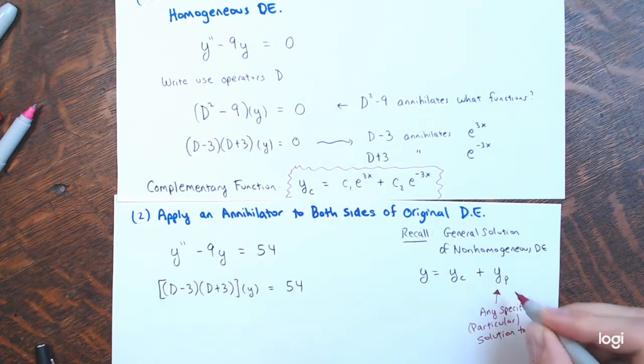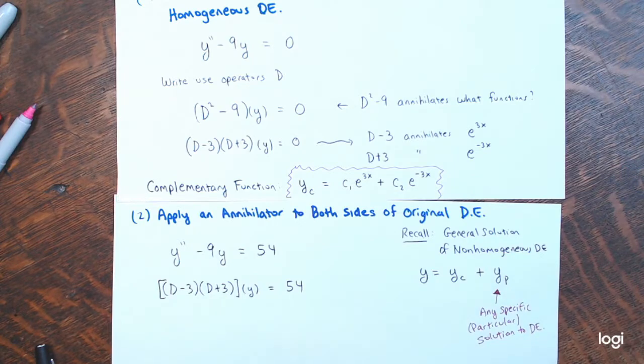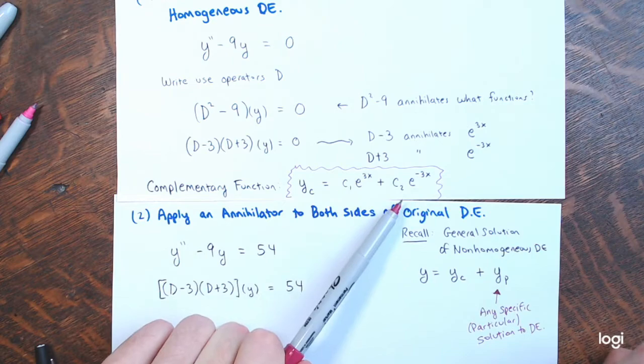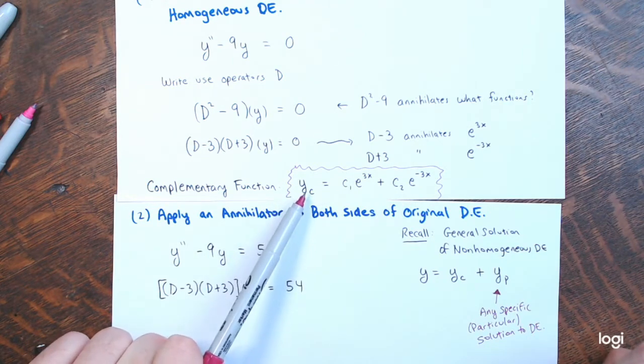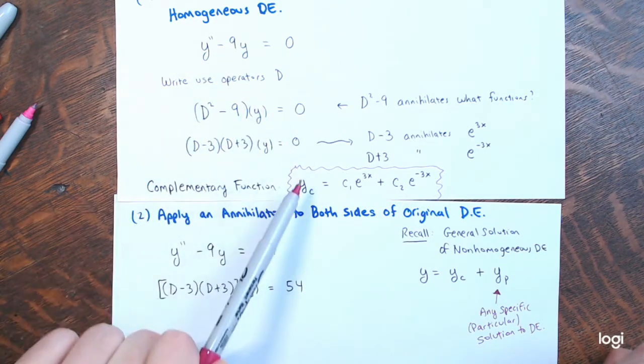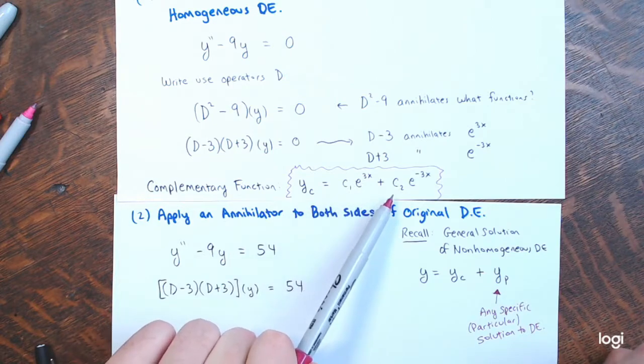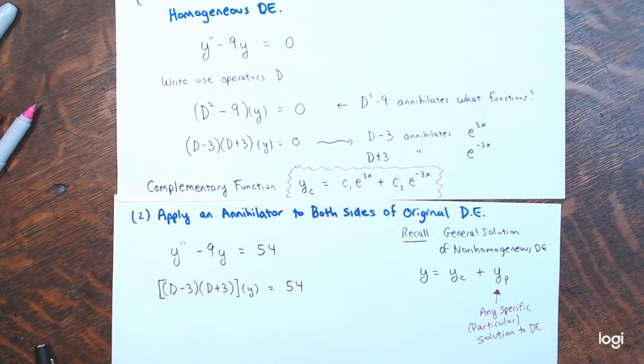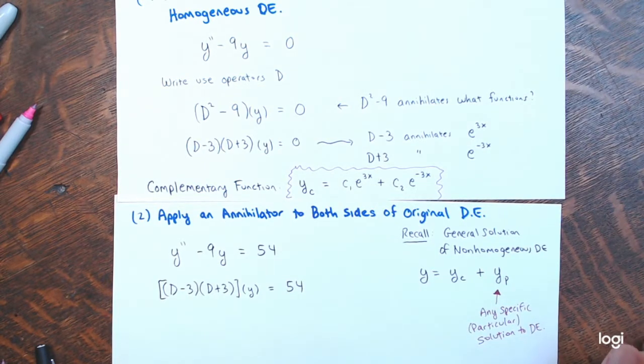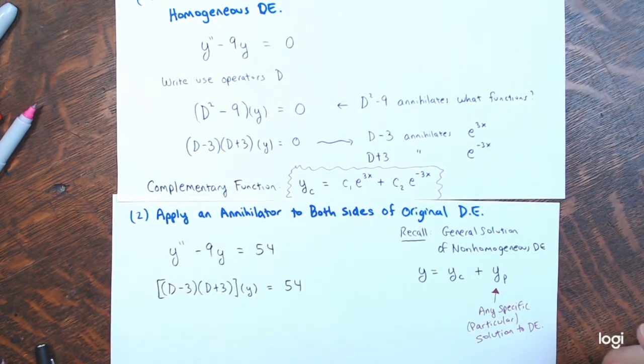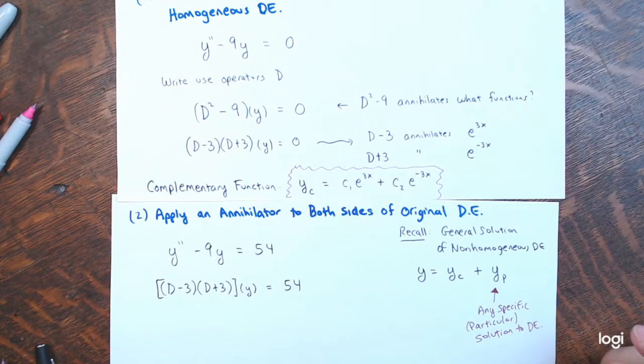Right, so this yp is not going to involve generic constants like yc does. Yc here, the complementary function, the solution of the homogeneous, involves these c1 and c2, these generic constants. Yp will not involve any generic constants. We'll have to find the values.